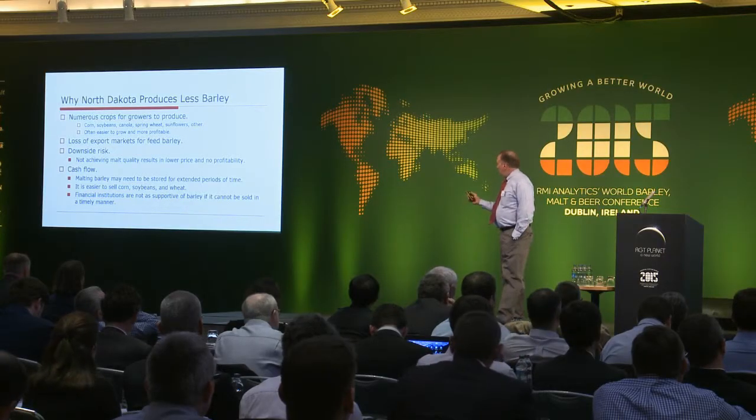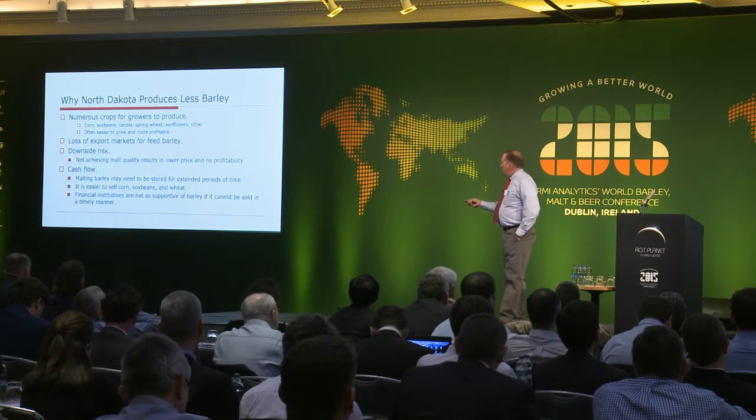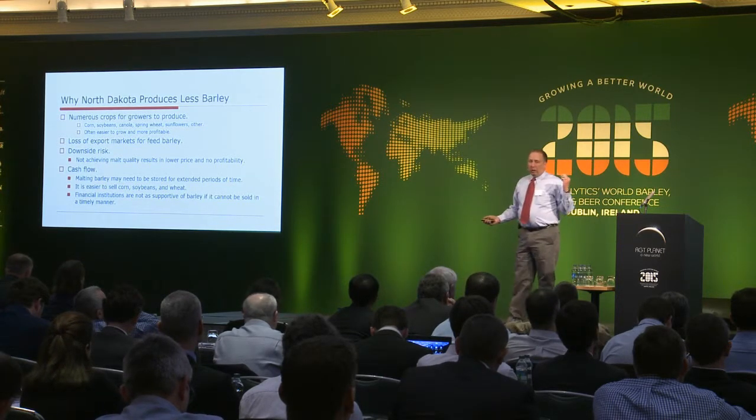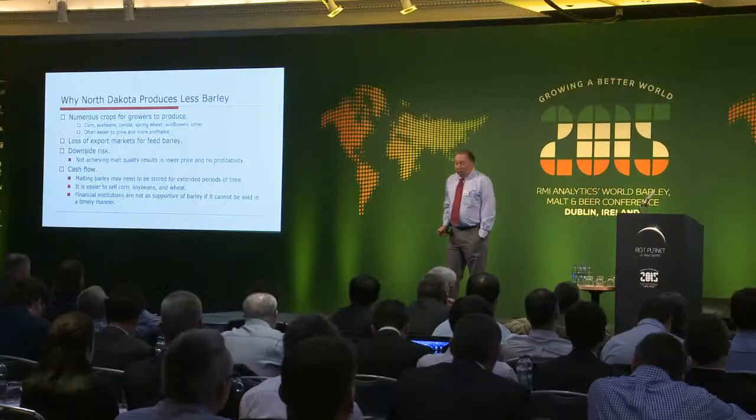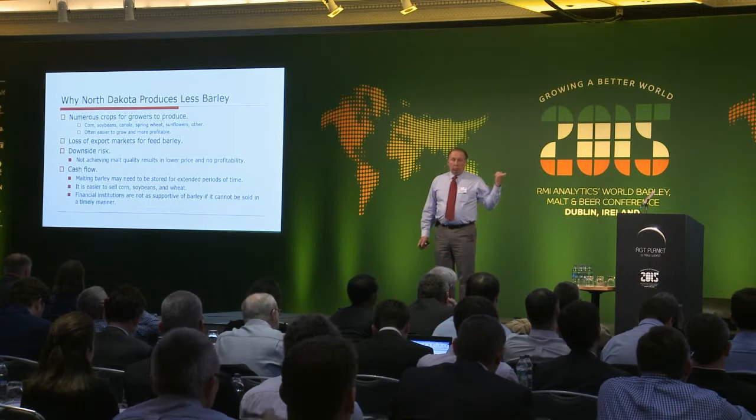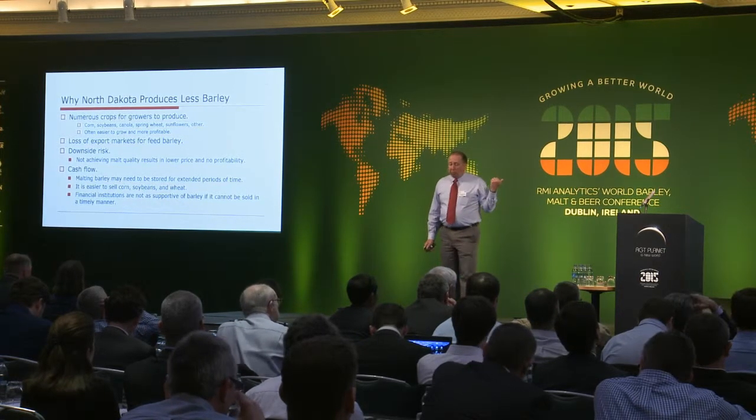Downside risk, something I do want to spend some time with, is what happens if I don't achieve malt quality and I lose my profitability? How does that impact me? And as a buyer, and I've been on the other side of it in the specialty crops business, I want to know how that impacts my procurement program. Cash flow. Malting barley sometimes has to be stored for a while. Corn, soybeans, well, I can deliver them and get a check. Very, very simple. Well, they look at a lot of factors in deciding what they're going to produce.